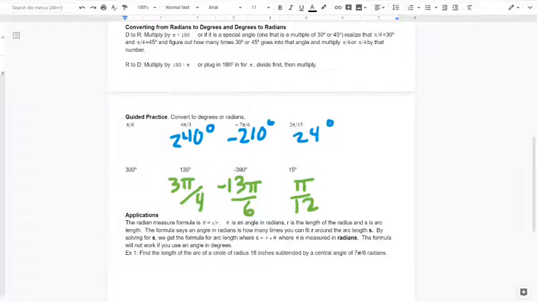Alright, this is the second part of the Radians video. So in the last video I said try those other 6 problems and those are the answers. If you got one of them wrong, I encourage you to check and try to figure out why.